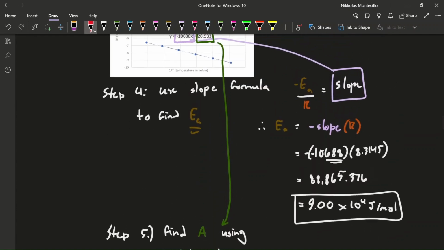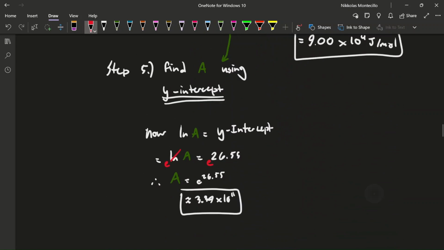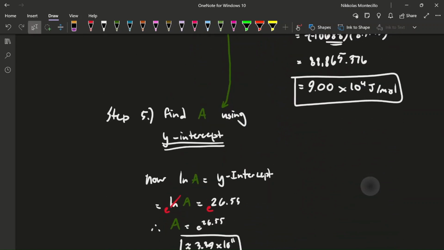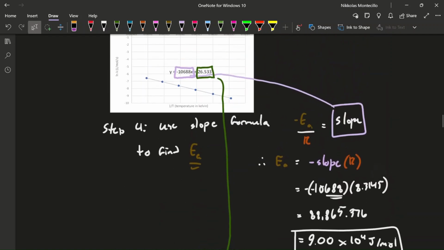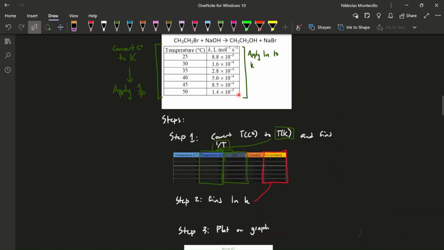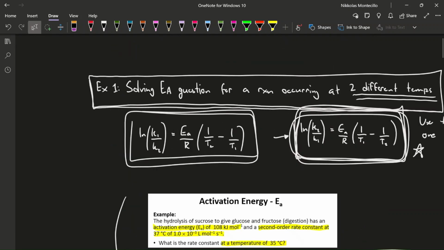I apologize for my handwriting, but I hope that clarifies things. Okay, and that's essentially it for these examples here.